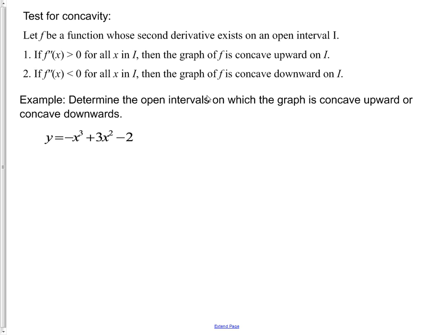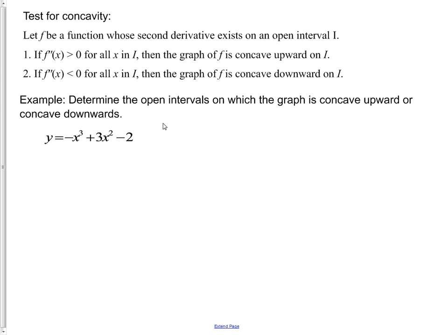So let's talk about this test for concavity that they give us. They tell us let f be a function whose second derivative exists on an open interval I. We'll say that f double prime is greater than 0 for all x in I. If that's true, then the graph of f is concave upward. Well, if the second derivative is less than 0 for all x in that interval I, then the graph of f is concave downward, just as we illustrated. So let's go through an example here to illustrate this point. Let's say we want to determine the open intervals on which the graph is concave upward or concave downward.